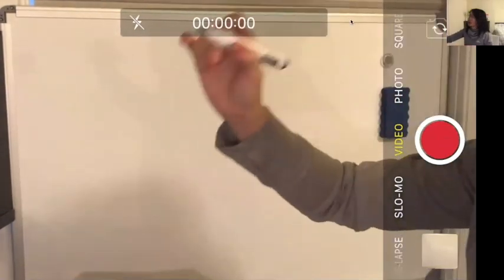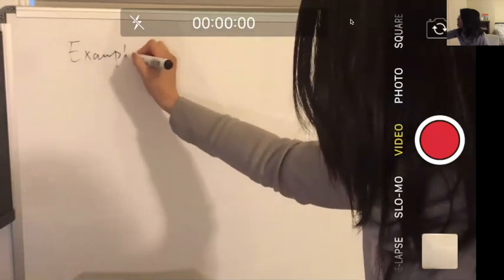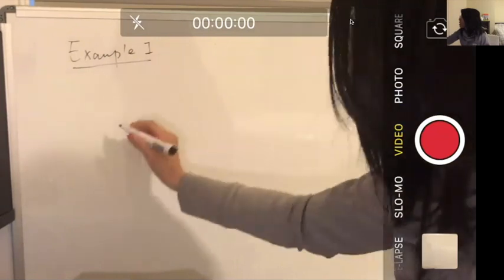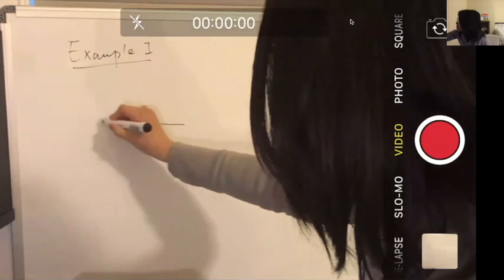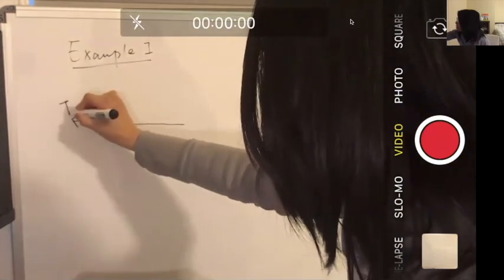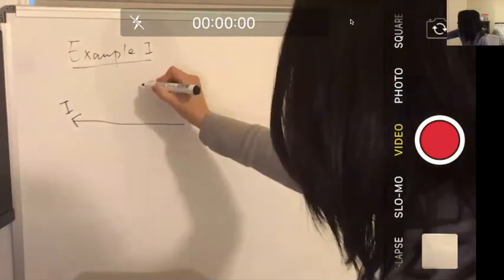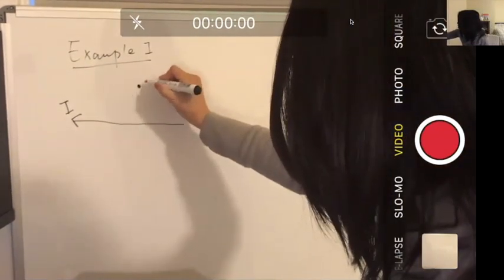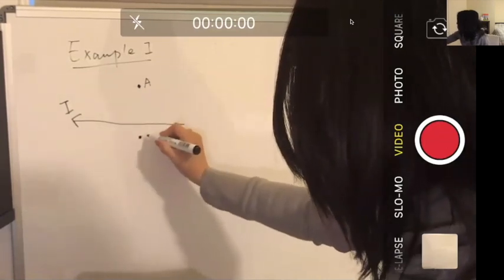All right, now I'm going to give you some practice on how to use your right-hand rule. For example, example one. Say I have a current going to the left. My question for you is, what is the direction of the magnetic field at this point? And what's the direction of the magnetic field at this point?